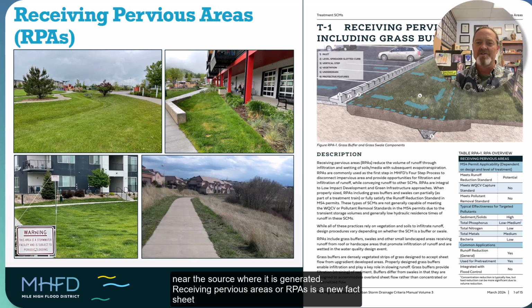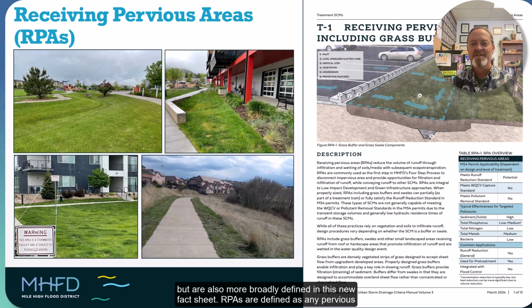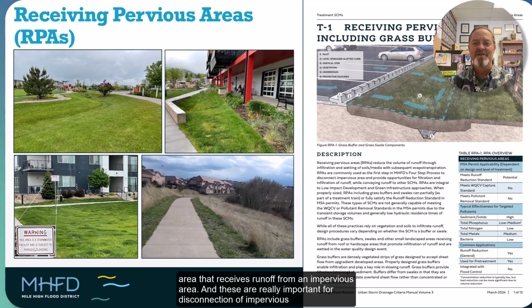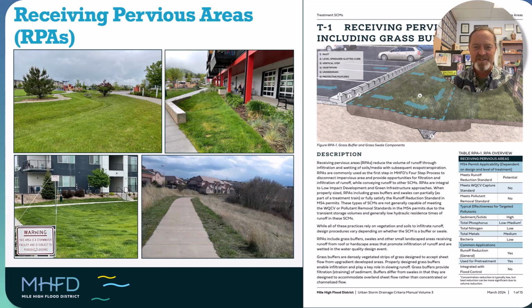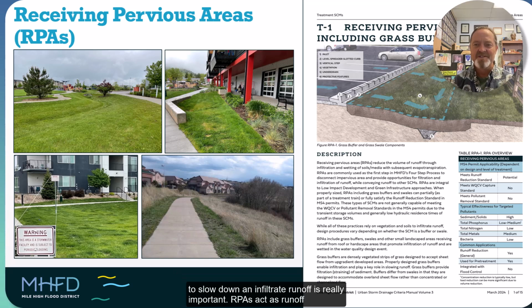Receiving Pervious Areas, or RPAs, is a new fact sheet created from the previous grass buffer and grass swale fact sheets. RPAs include buffers and swales, but are also more broadly defined in this new fact sheet. RPAs are defined as any pervious area that receives runoff from an impervious area, and these are really important for disconnection of impervious areas. There are many pervious areas in the built environment, and planning how to use these areas to slow down and infiltrate runoff is really important.